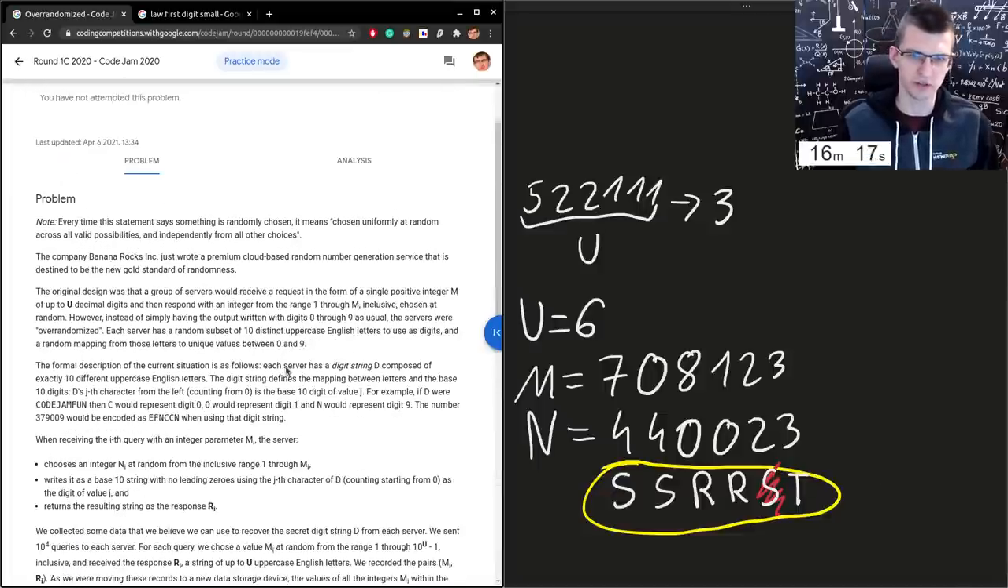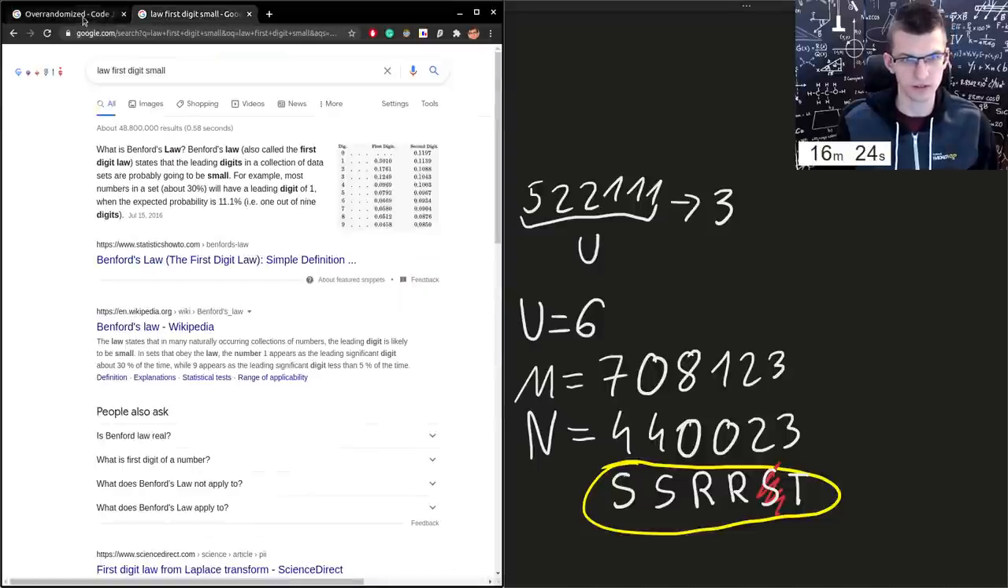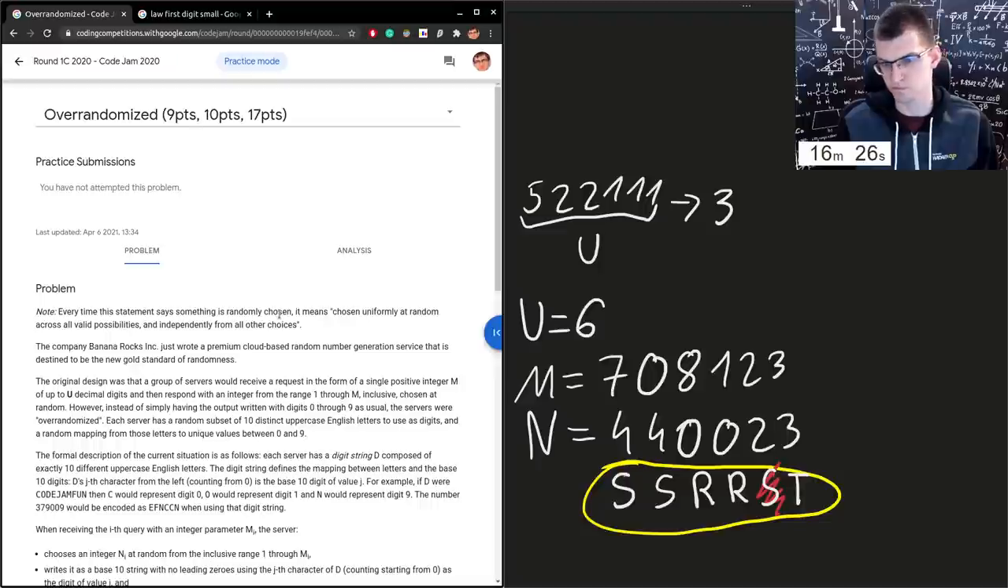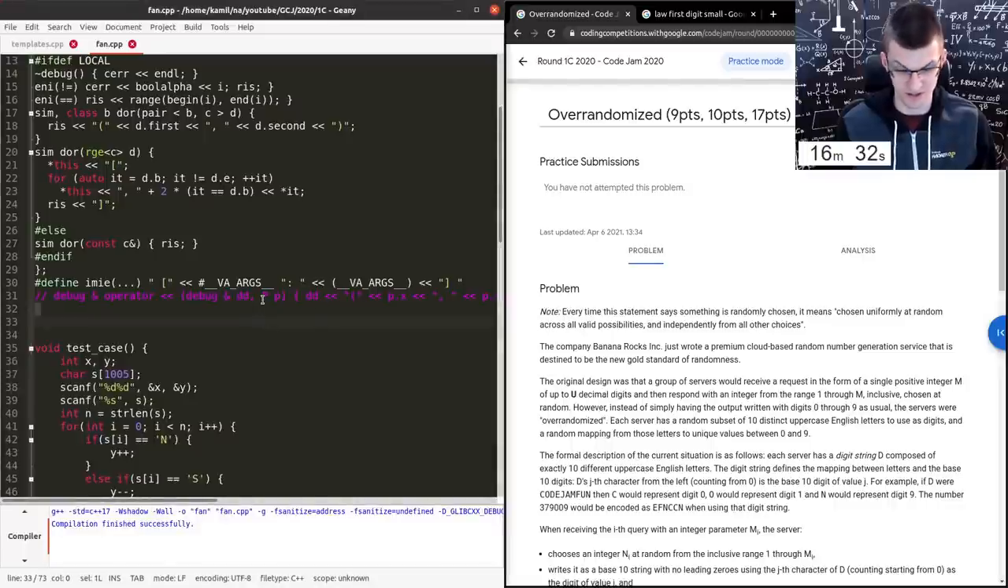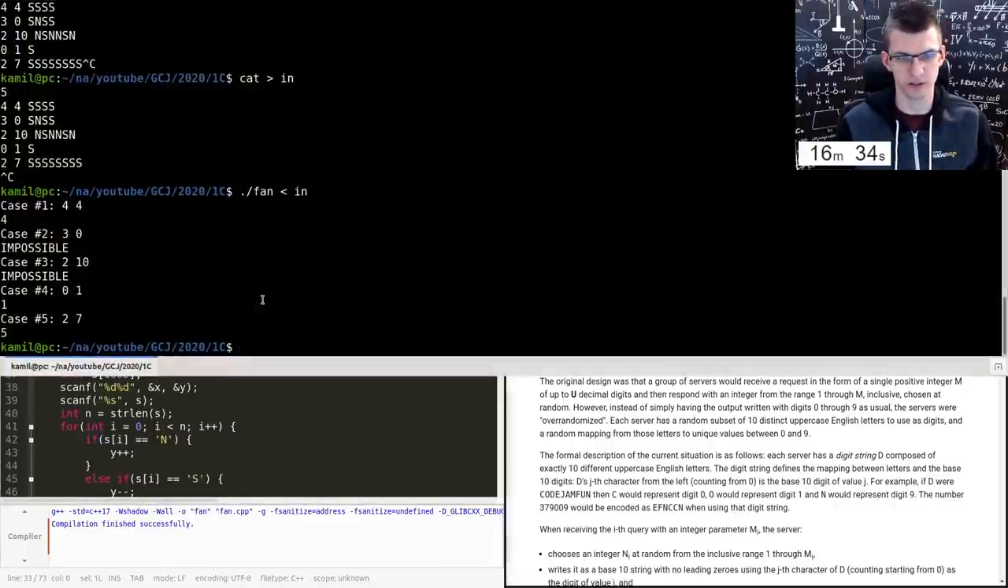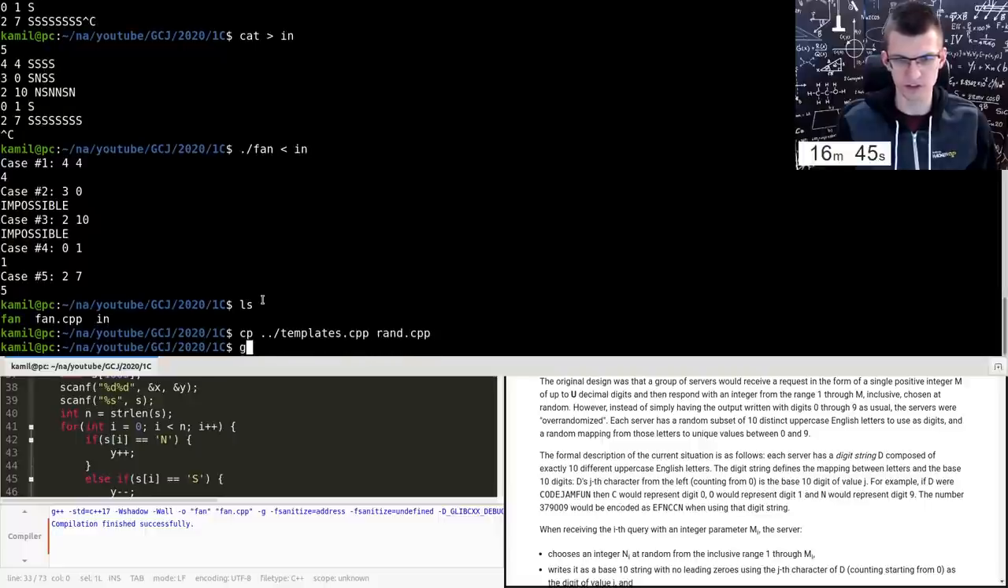This is a very, very unusual Google CodeJam problem if it's about knowing Benford's law. Am I saying it right? Yeah, Benford's law. And there is very little algorithms going on here. Well, over-randomized. Call it just rand.cpp.